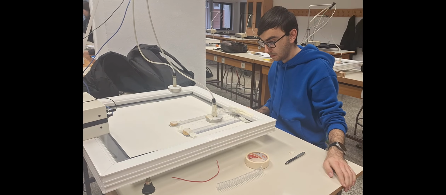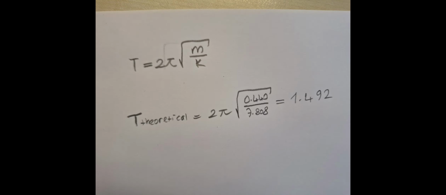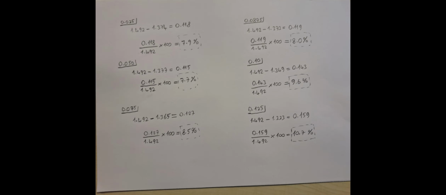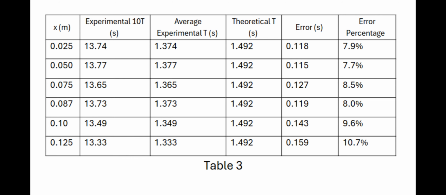I observed 10 complete horizontal oscillations and recorded the time. I calculated the theoretical period by using the formula. Then I found the error and error percentage. I wrote what I found in table 3.